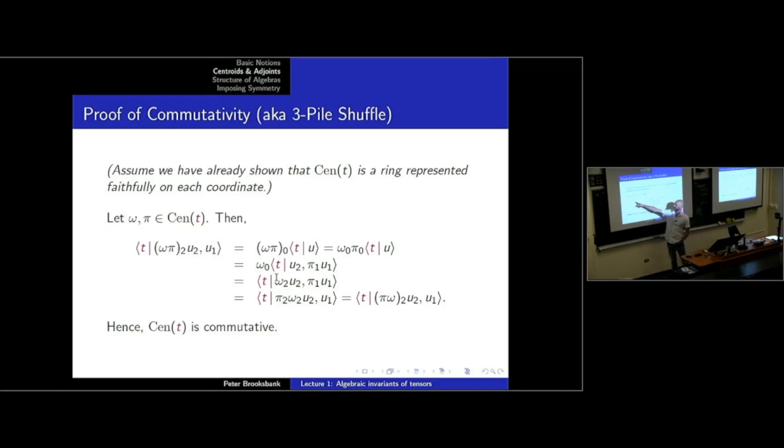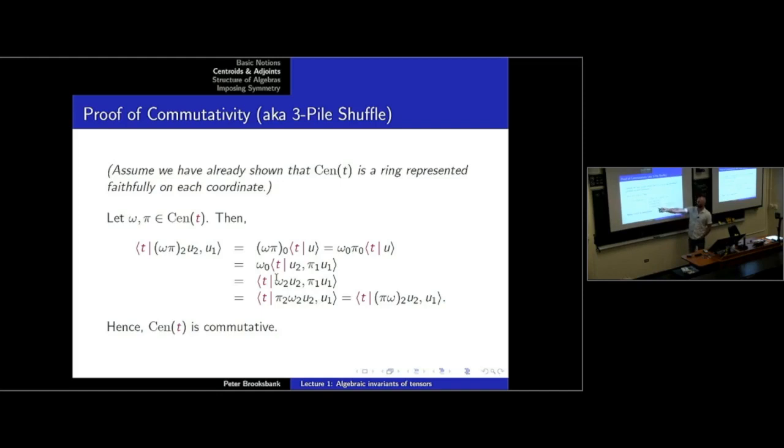So in particular, omega pi is going to be in the centroid, and because it's in the centroid, you can pull out that second scalar, if you will, to the front of the tensor here, and write this as omega pi 0, which of course just breaks up in this way.